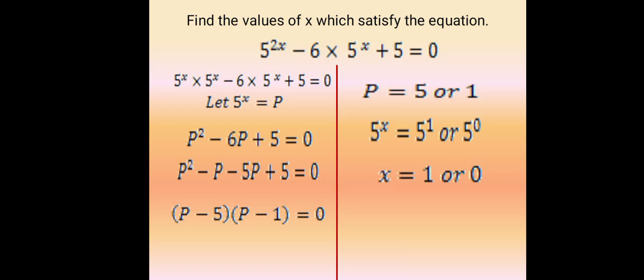You can see the value of p is either 5 or 1. Which means, remember our p is 5 raised to the power of x, which means 5 is equal to 5 raised to the power of 1, or 5 raised to the power of 0, meaning that our x is either 1 or 0.